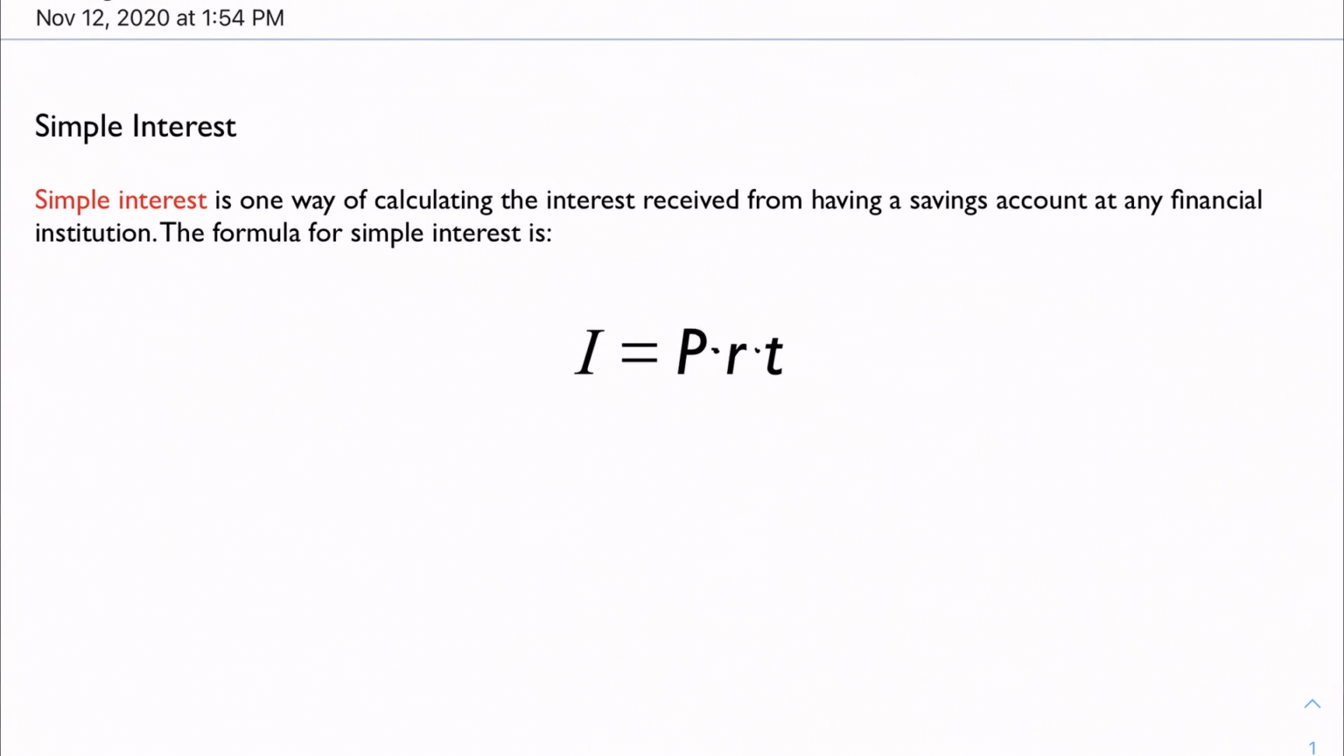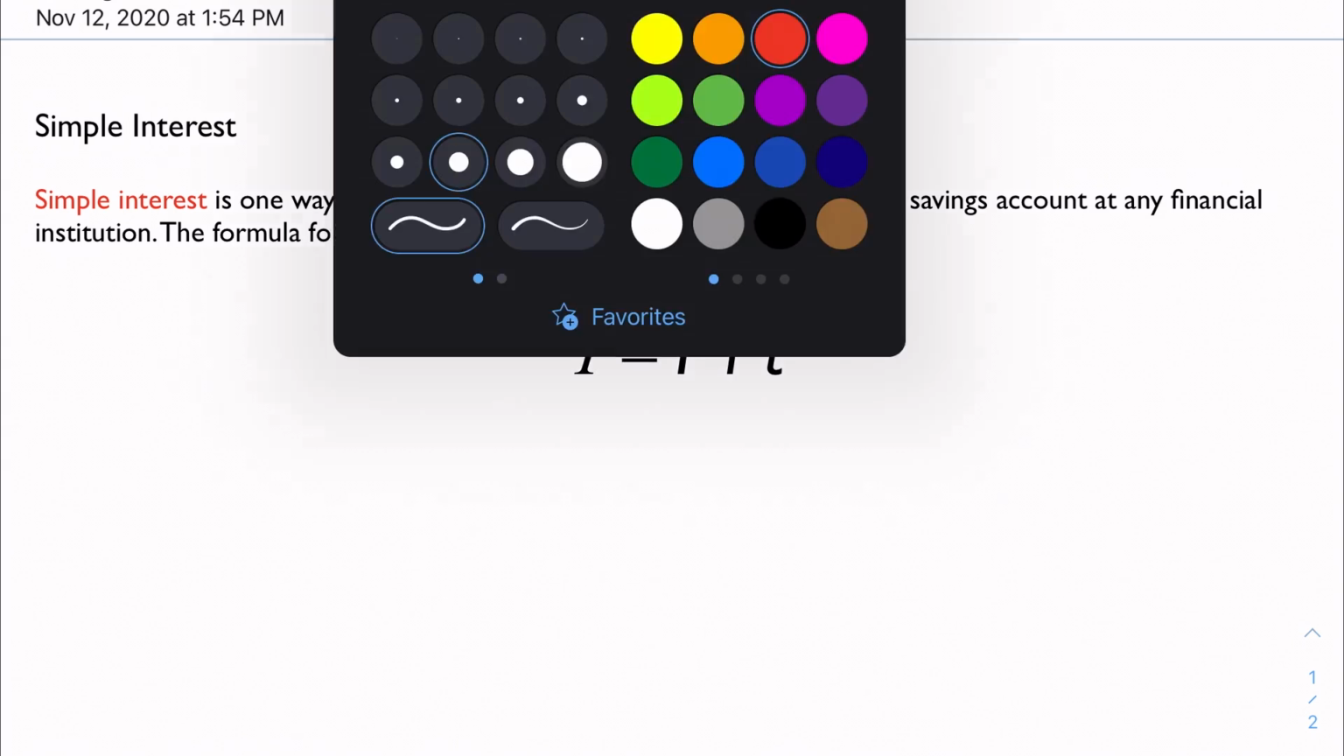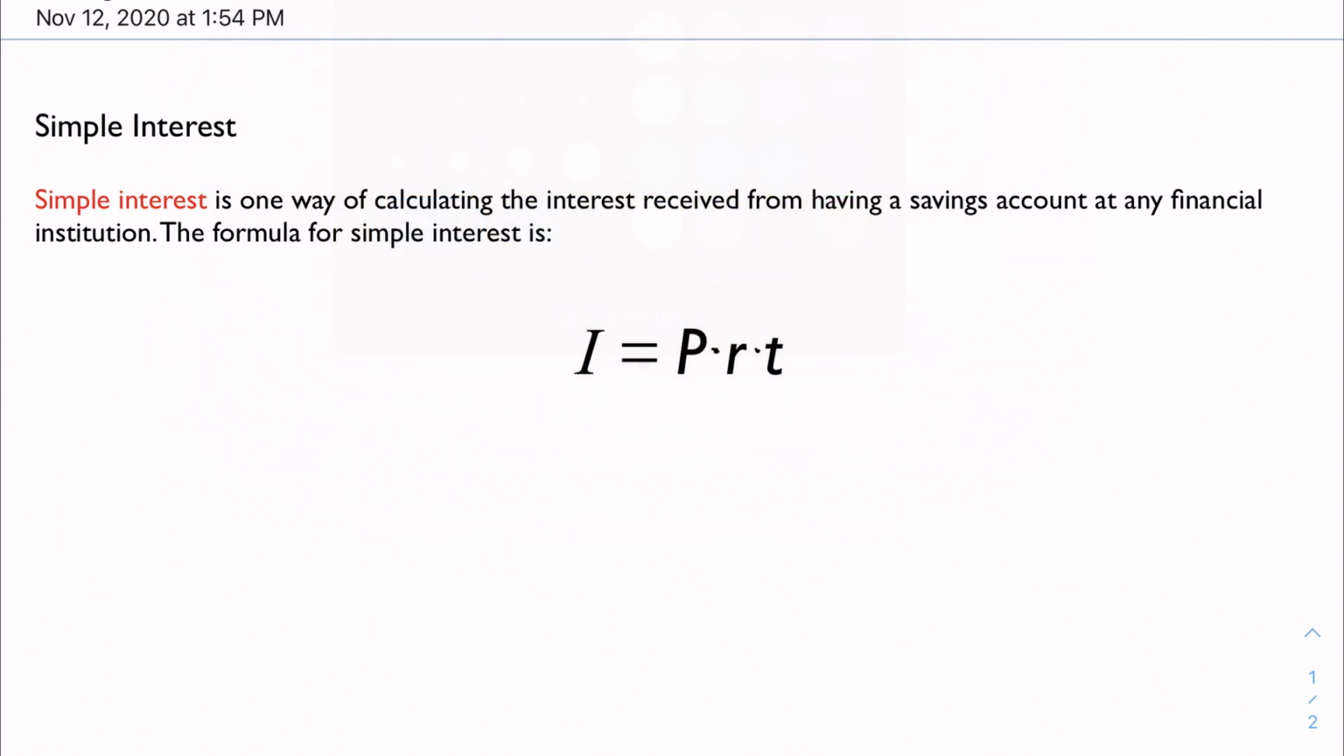So one quick thing that I want to cover in 2.3 is talking about simple interest. And this is just one way of calculating the interest that we receive from having a savings account at a bank. Different banks and different types of accounts will award different types of interest, and this is just one form of interest. And the simple interest formula is this. It's just I equals PRT.